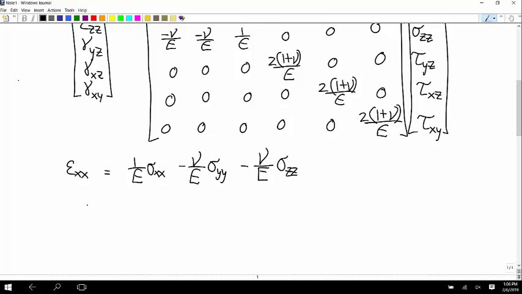And if I asked you something about, like, what about the XZ shear strain? Well, this matrix equation says that that's equal to 2 times the quantity 1 plus nu over E times tau xz. And so there's only one stress that matters for the xz strain. So all that information is right here in the matrix equation. It's a single equation, but yeah, it's important that you know how to tease that information out of it.